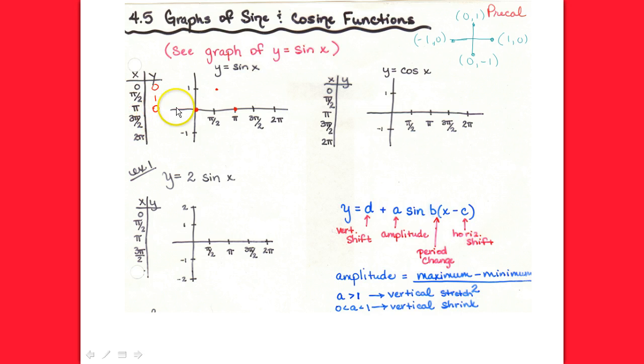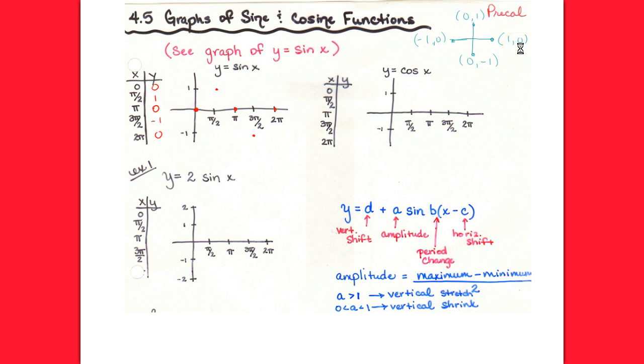Plug in 3 pi over 2, so that would be sine of 3 pi over 2. So right down here, my sine value is -1. So let's plot (3 pi over 2, -1). And then 2 pi, that would be the sine at 2 pi, which is back over here again, so that would be a value of 0. So we could plot (2 pi, 0).